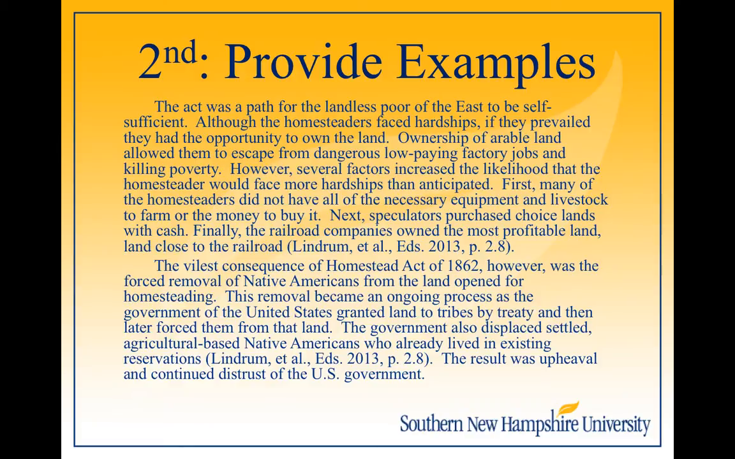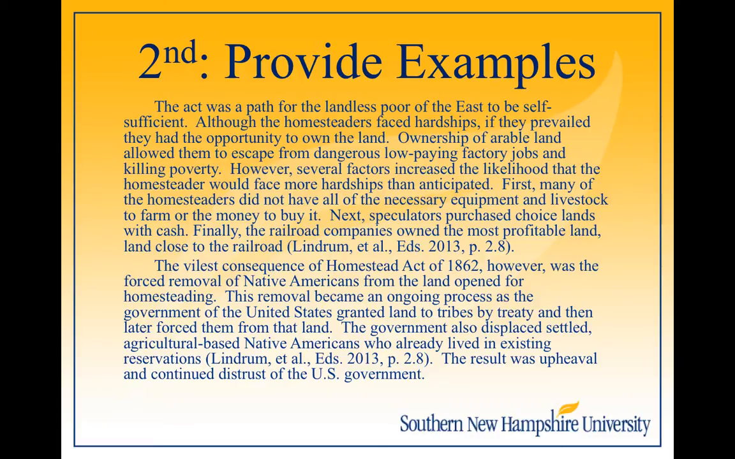Now that she has provided her thesis statement to open this discussion board post, she then provides examples to back up her statement. She goes on to say, "The act was a path for the landless poor of the East to be self-sufficient. Although the homesteaders faced hardships, if they prevailed, they had the opportunity to own land. Ownership of arable land allowed them to escape from dangerous low-paying factory jobs and killing poverty. However, several factors increased the likelihood that the homesteader would face more hardships than anticipated.